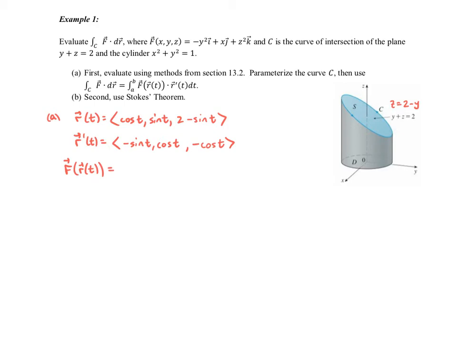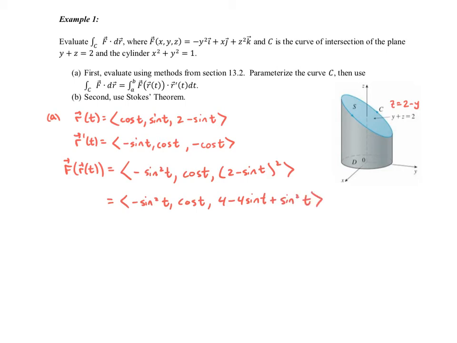So what we have for our vector is negative sine squared t, cosine t for the middle component, and then 2 minus sine t squared for the third component. And then let's go ahead and simplify that last component just so that we're all set to go for the integral. So we have 4 minus 4 sine t plus sine squared t.